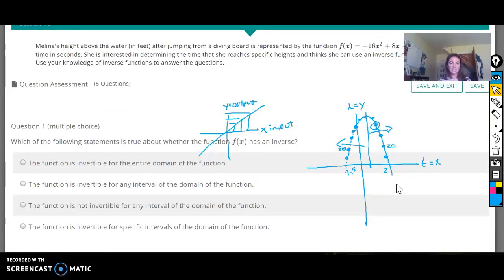So the function actually is invertible, but it's invertible for specific intervals, okay? It's not invertible for any of the domain, and it's not invertible for the entire domain, all right? It's only invertible for specific domains. And if you forgot, domain is our x values. So for very specific intervals on the x-axis, we can be invertible. We can look at the output and figure out what the input would have been. Hopefully that makes sense. It's a little bit confusing for sure.